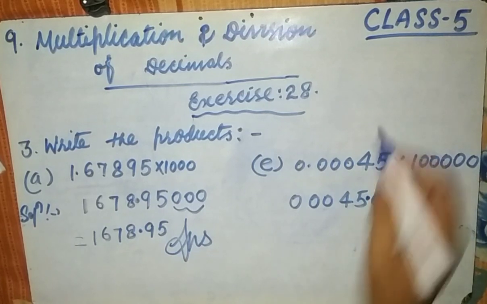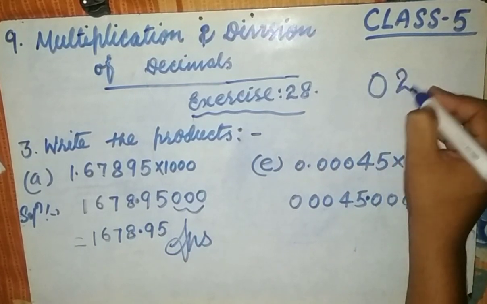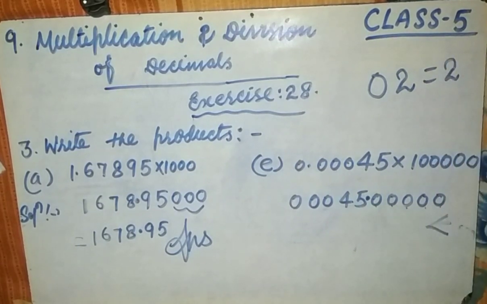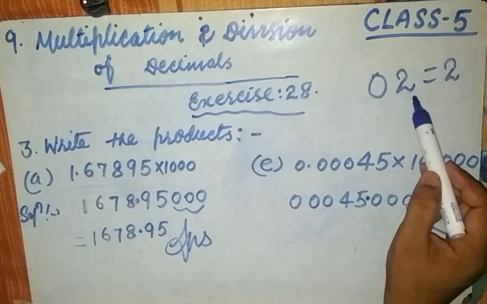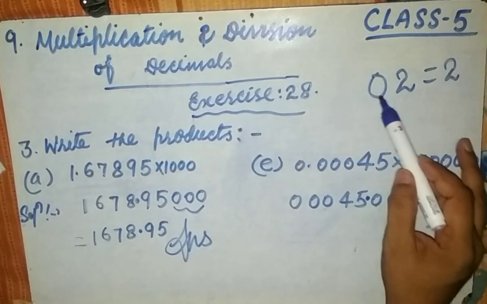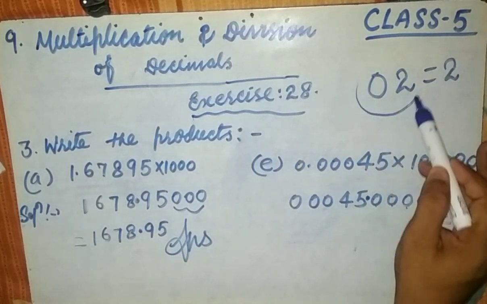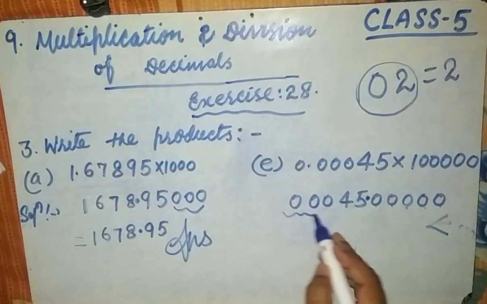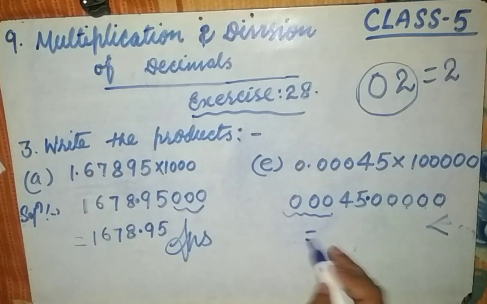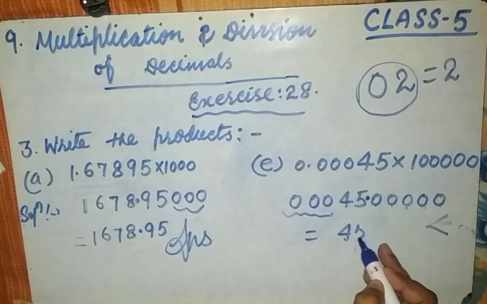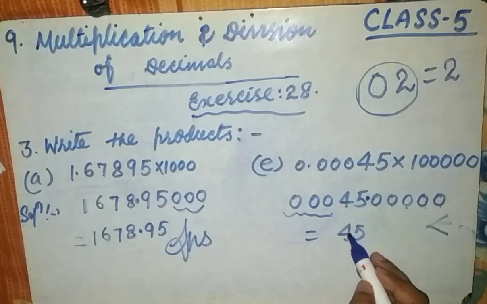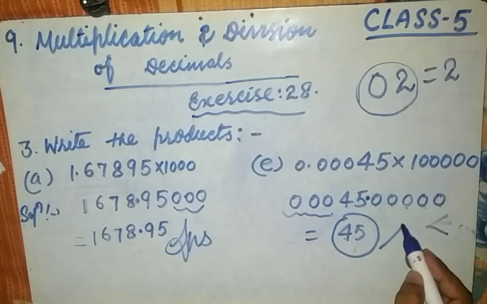Okay, now friends, remember, suppose 0 and 2, this could be only 2. That means if 0 is placed before any whole number, 0 is immaterial. There is no value of 0, the number stays the same. So here the 3 times 0 is placed before 45, so this could be written as only 45. And after decimal there are 5 times 0, so there is no value of this 0 after decimals. It could be written as 45. This is your final answer.